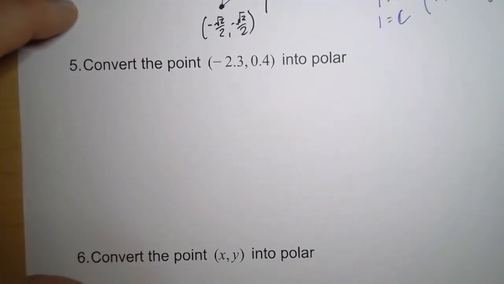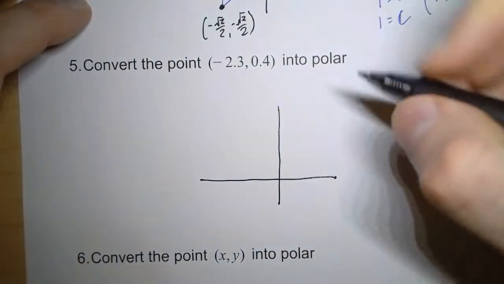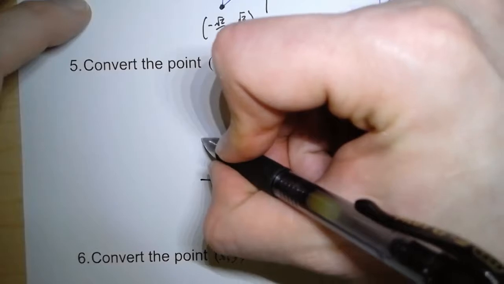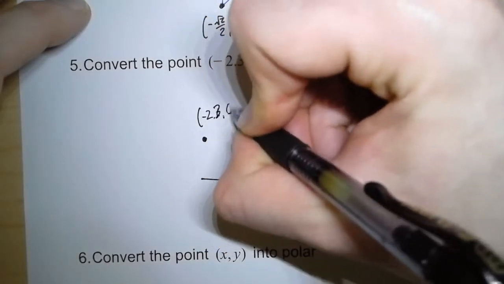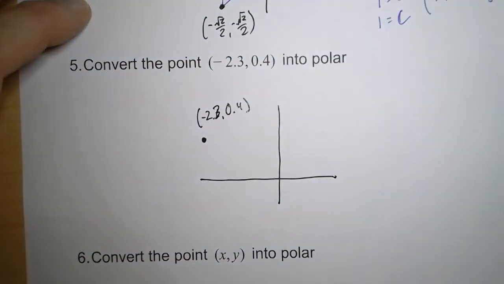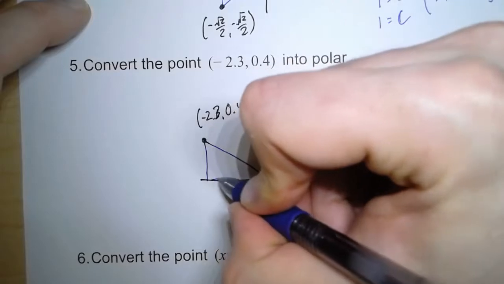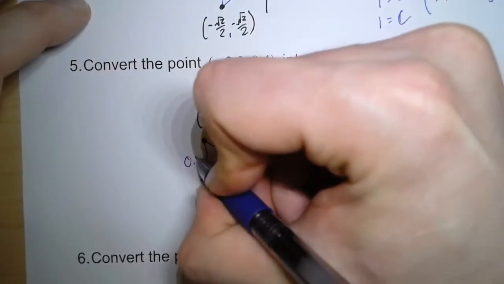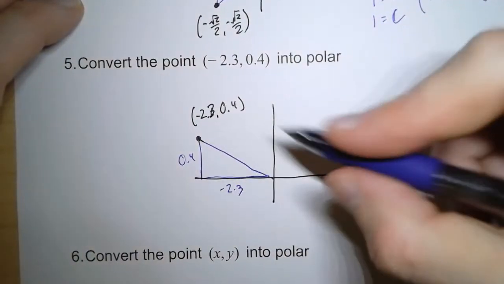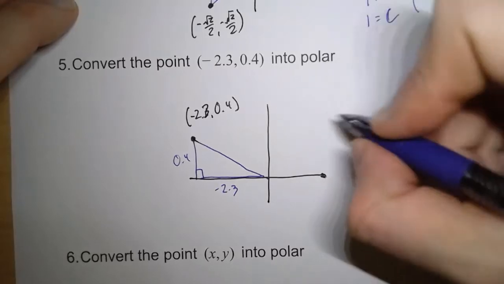For number 5, we have this point, negative 2.3, 0.4. So that's going to be over here, negative 2.3, 0.4. So if I draw out my right triangle, I get negative 2.3, 0.4. Now this is definitely not a special right triangle, so I'm going to have to compute the hypotenuse here.